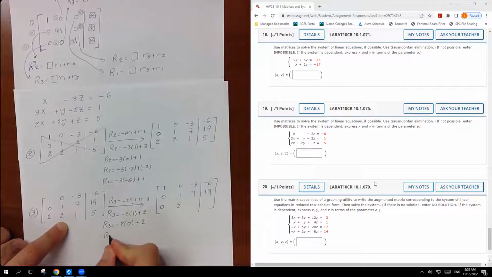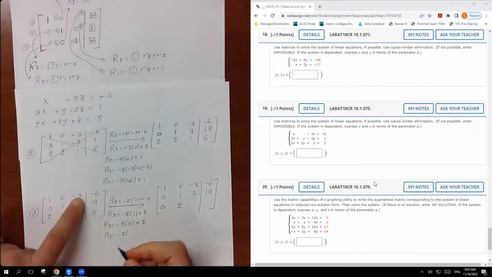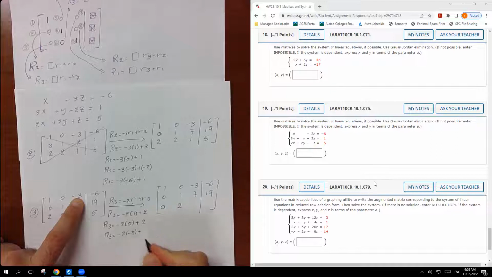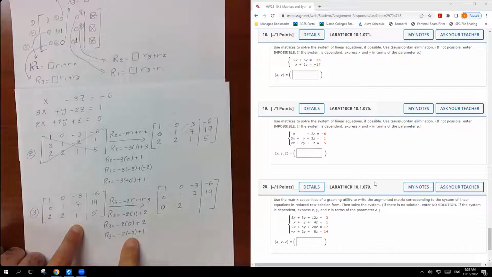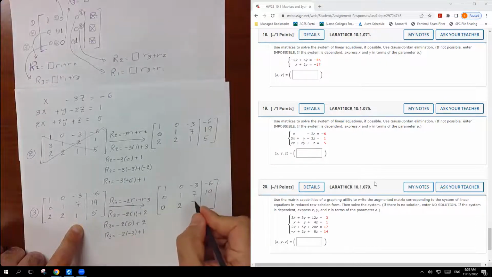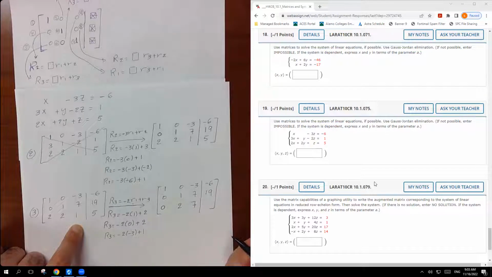The third element is going to be -2 times R1, which is -3, plus R3, which is 1. So -2 times -3 is going to be +6, plus 1 is going to be 7. Let's keep going.